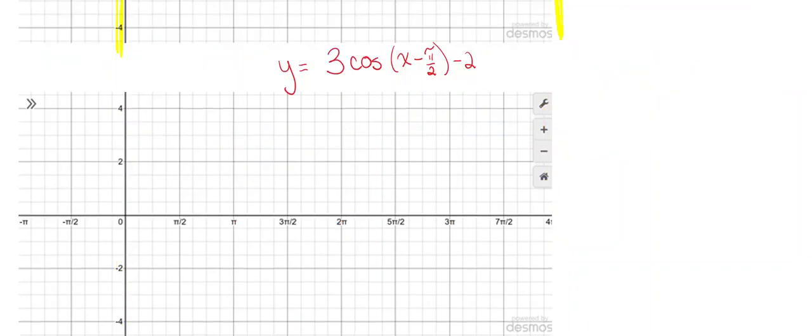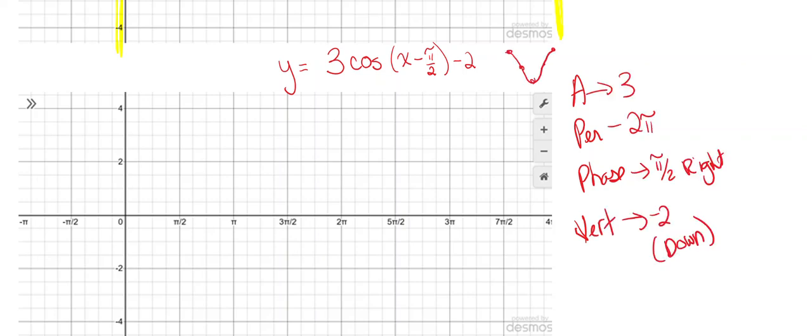So let's look at one with multiple pieces. So what I want you to do, pause the video, fill these pieces in, and then unpause it to make sure that you have the right ones. So we should get 3 for the amplitude, 2 pi for the period, phase shift should be pi over 2 right, and then vertical shift is -2 down.